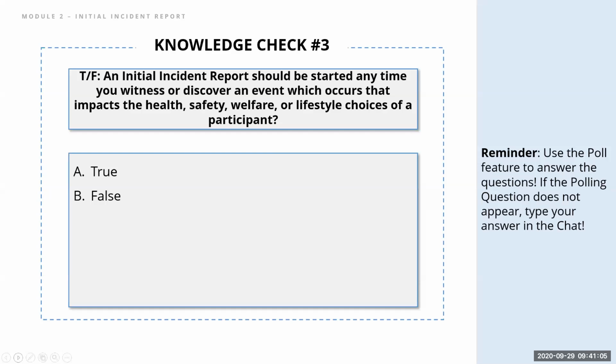And this is going to bring us to knowledge check number 3. You heard me talk about this one at the very beginning of module 1. It is true or false: an initial incident report should be started anytime you witness or discover an event which occurs that impacts the health, safety, welfare, or lifestyle choices of a participant. So true or false, I'll go ahead and bring up that question. We'll give everyone about a minute to vote.